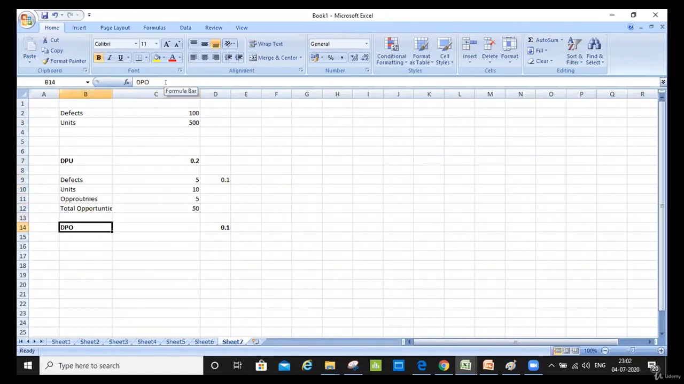So this is where I can see, in the total units that I have, what my current DPU rate is and what my current DPO rate is. Okay, so we'll talk tomorrow in detail about how to calculate the process sigma level with the help of DPU and with the help of DPO in tomorrow's class.